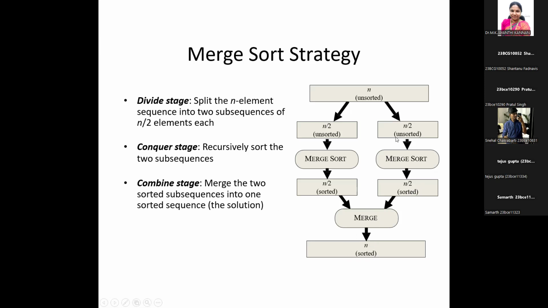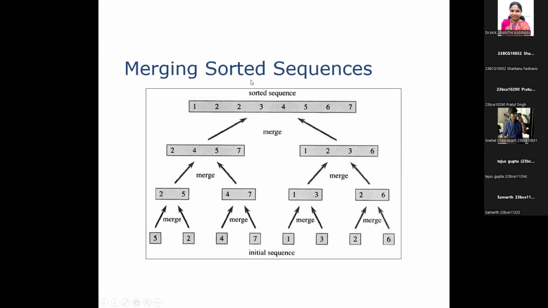To simplify the complexity, we are dividing the problem into two halves. Again, if needed, into four parts. Like that, we will subdivide. So that is the logic behind divide and conquer technology.